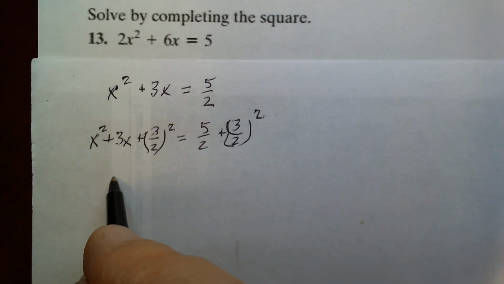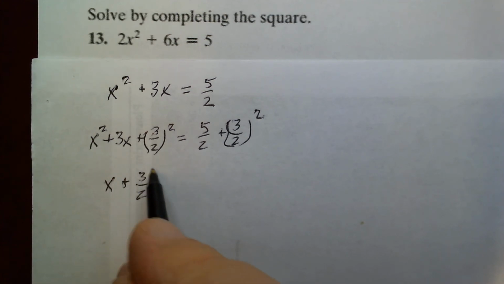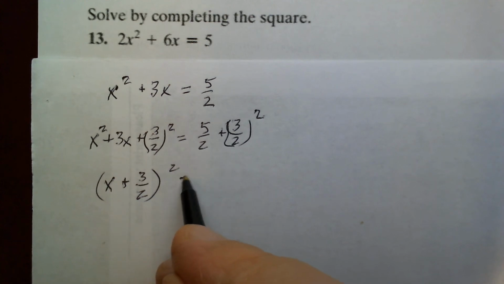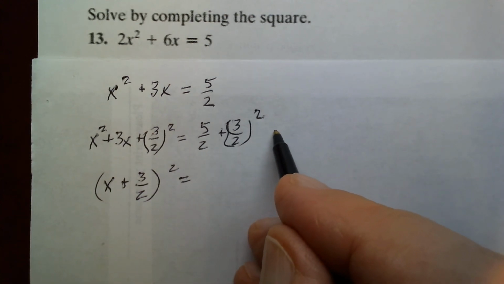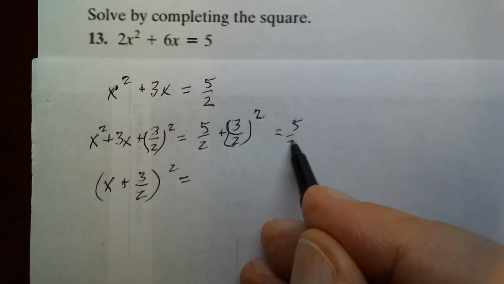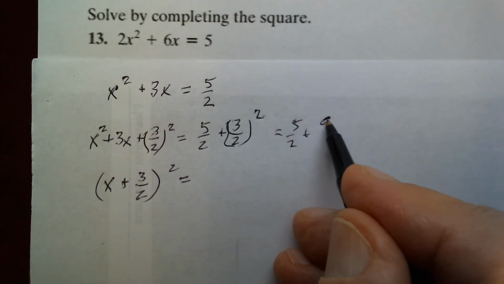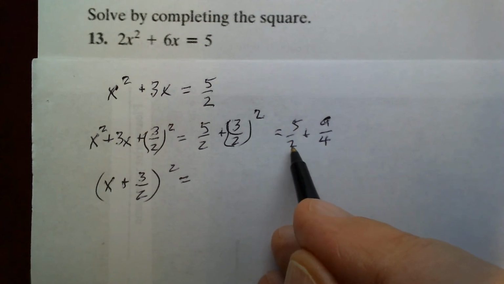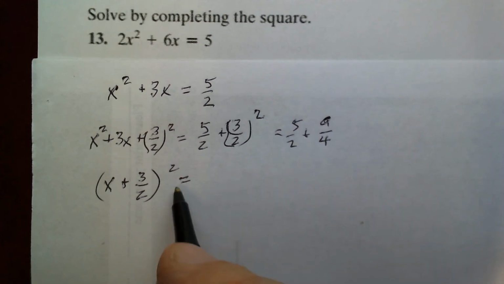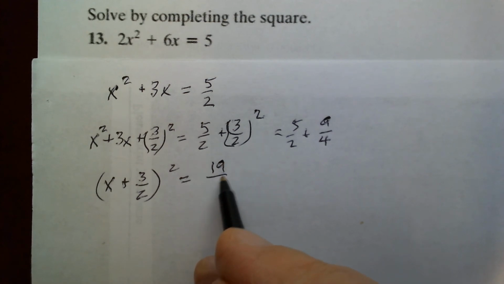So on the left side, then we have x plus 3/2 squared, and on the right side we have 5/2 plus 9/4. So multiplying by 2 in numerator and denominator would be 10/4, and with 9/4 would be 19 divided by 4.